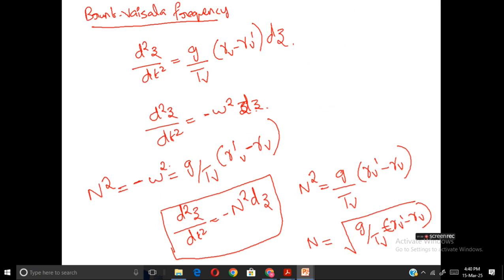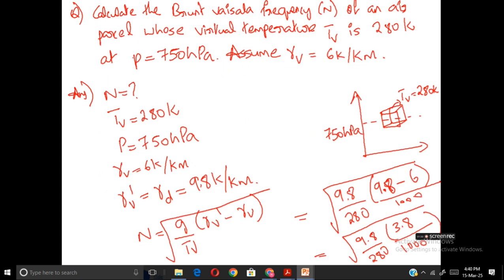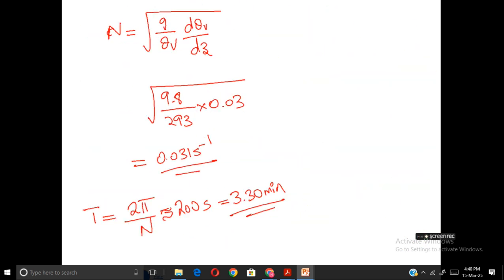So we learned 3 types, and then we also learned a new term which is known as the Brunt-Väisälä frequency. It basically gives the frequency at which the parcel oscillates with respect to its mean position. And we learned the equation for Brunt-Väisälä frequency in terms of lapse rate, and also in terms of potential temperature.